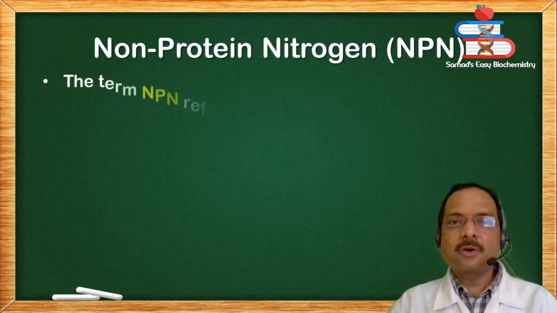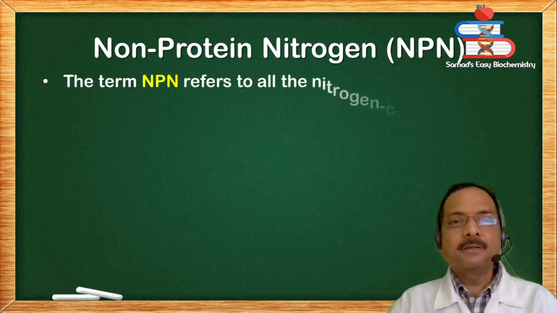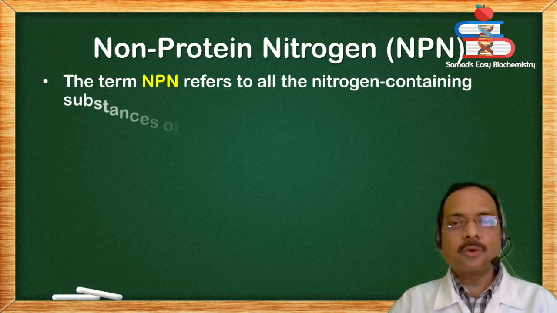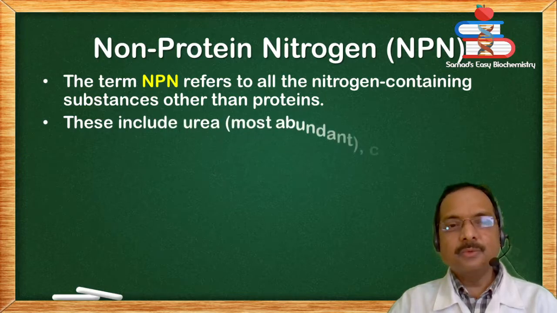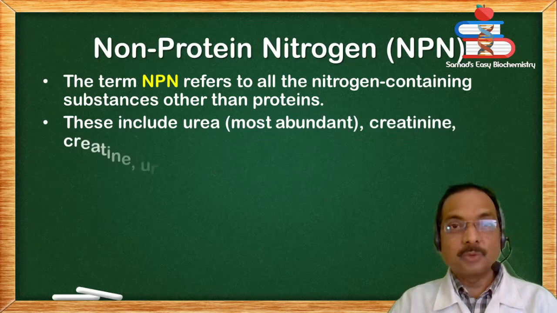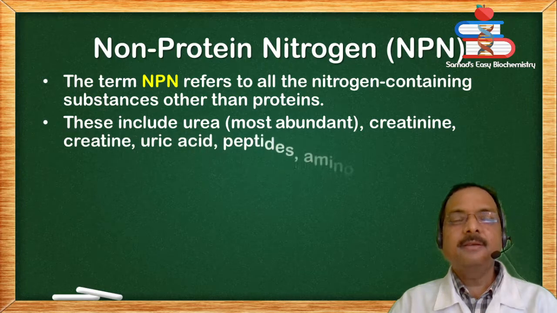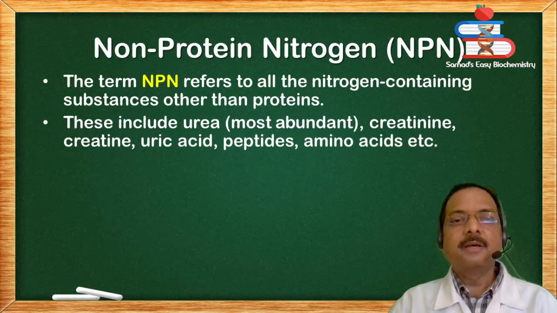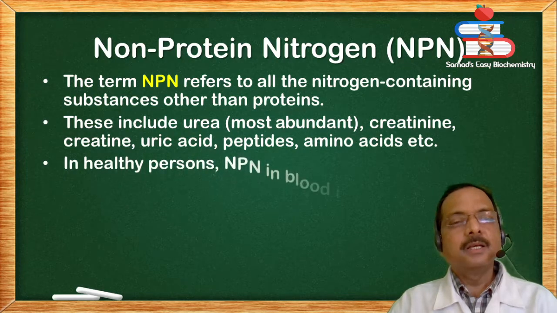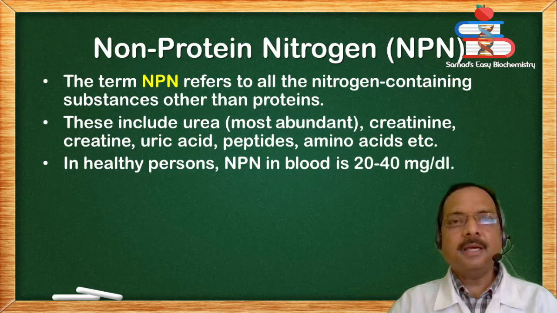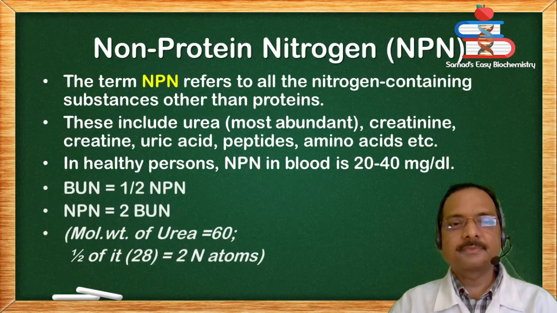Non-protein nitrogen or NPN. The term NPN refers to all the nitrogen containing substances other than proteins. These include urea, which is most abundant, creatinine, creatine, uric acid, peptides, amino acids, etc. In healthy person, NPN in blood is around 20 to 40 milligram per deciliter.